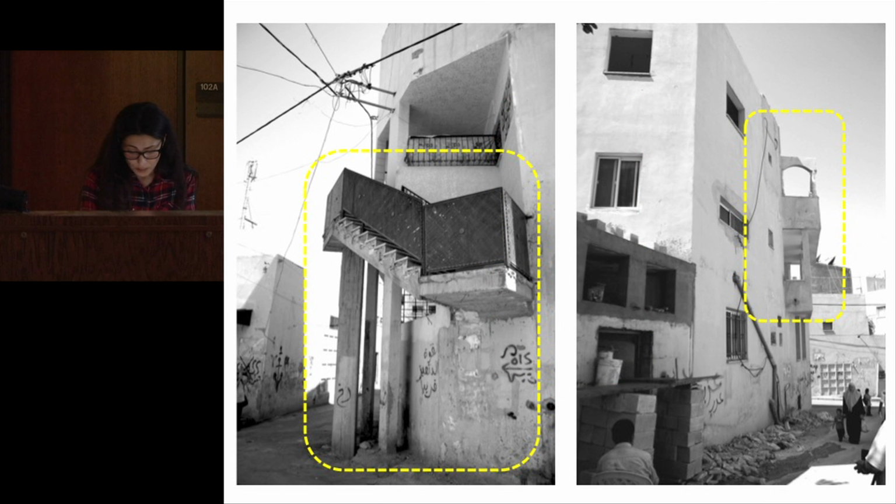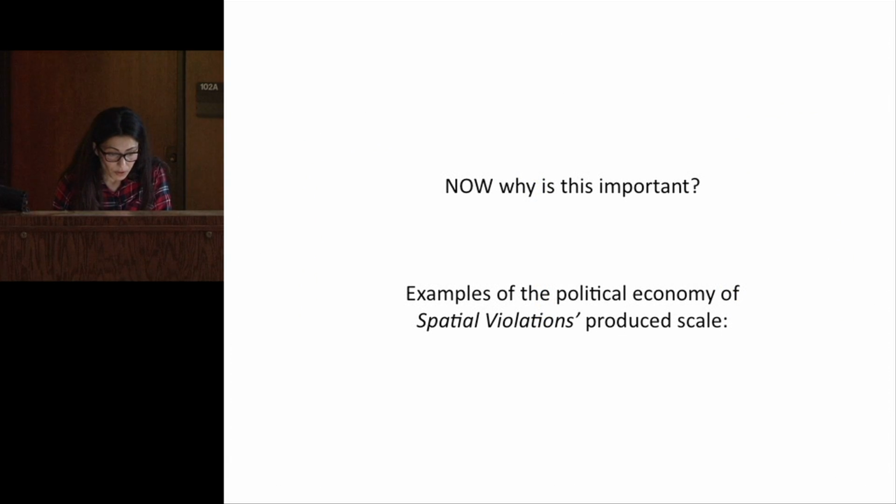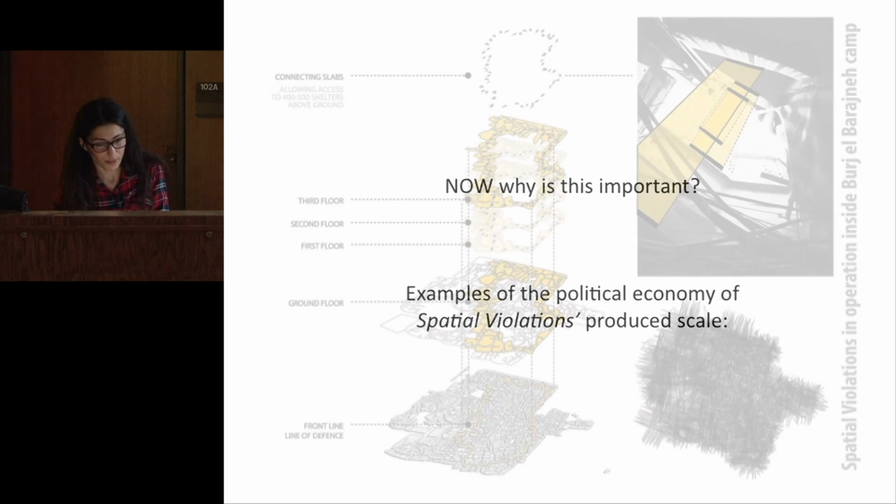With every act of spatial violation, there's an act of political instrumentalization happening at the same time. For as soon as the relief scale is relegated, it becomes a Palestinian one, and more importantly, a political one. And I'm going to give two very quick examples where I illustrate how the scale that was produced by spatial violations, which I call the political scale, has been utilized and operated within scenarios of conflict in the camp.